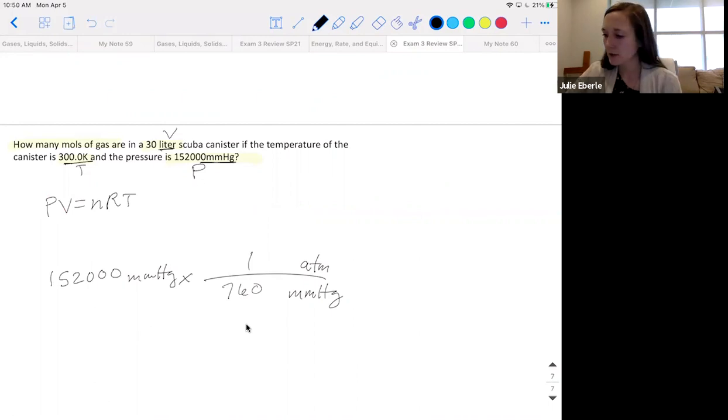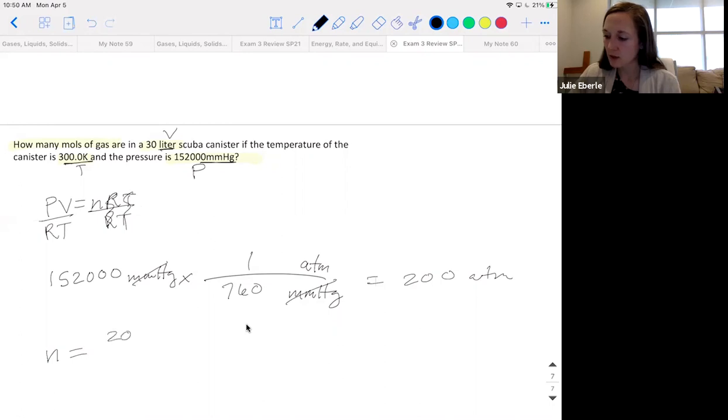Claire said 200, because millimeter mercury cancels. Now we're ready to plug everything in. We are solving for moles again, so n. We're going to divide both sides by RT and rearrange our equation. R and T cancel, so n equals PV over RT.